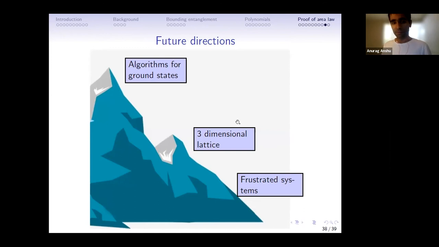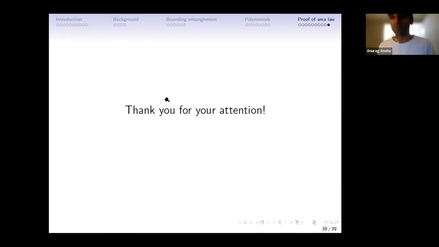Beyond that, a very interesting question is to prove it for three-dimensional lattice, which you don't know how to do. And finally, to try and prove, just like I mentioned that 1D area laws give algorithms for ground states, one hopes that 2D area laws would also give algorithms for quantum ground states, which is a very big challenge. And one hopes to solve these problems. So with that, thanks for your attention. And that's basically the end of my talk.